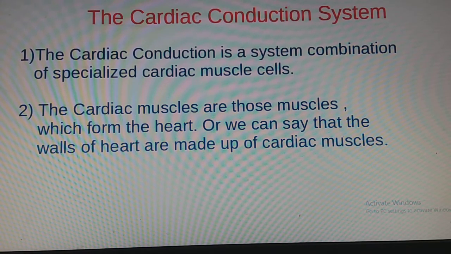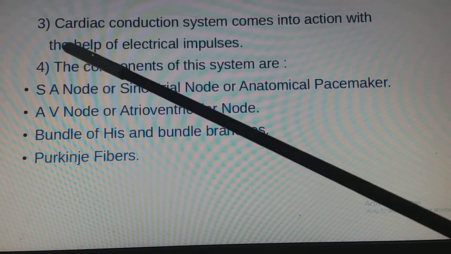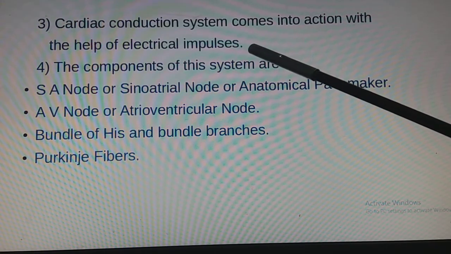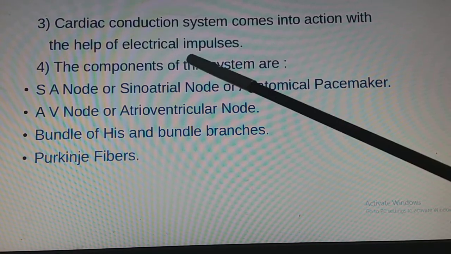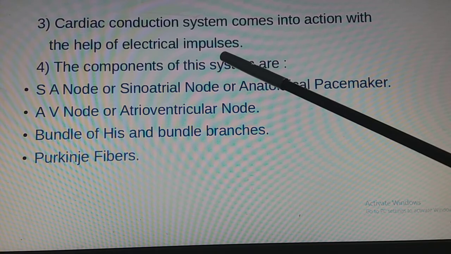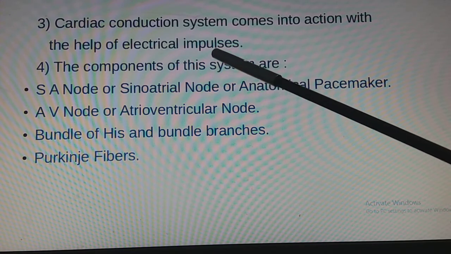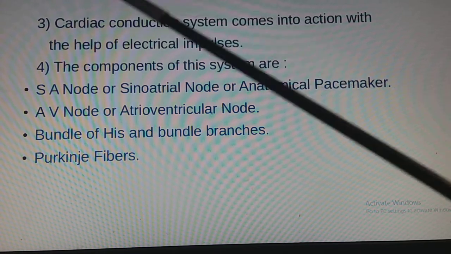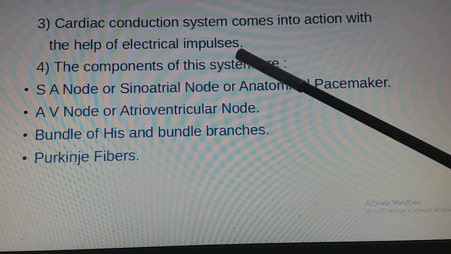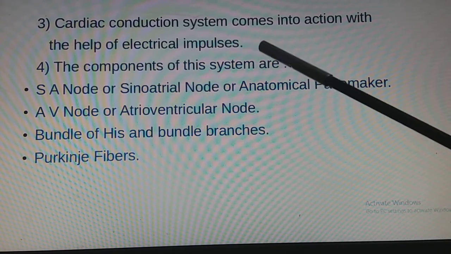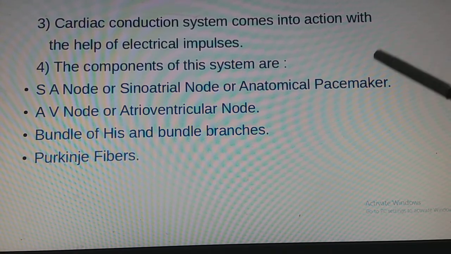Now, moving forward, the cardiac conduction system comes into action with the help of electrical impulses. We already discussed that the heart always functions because of the electrical impulse. The electrical impulse causes contraction in the atria and ventricles and the blood is pumped. The components of this system are the SA node, or sinoatrial node, or anatomical pacemaker.